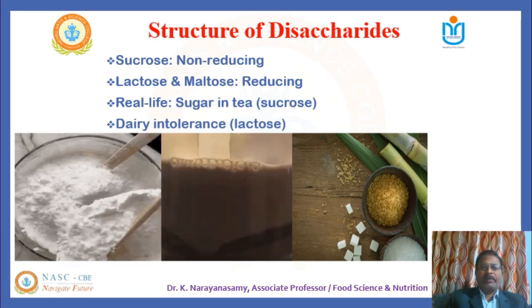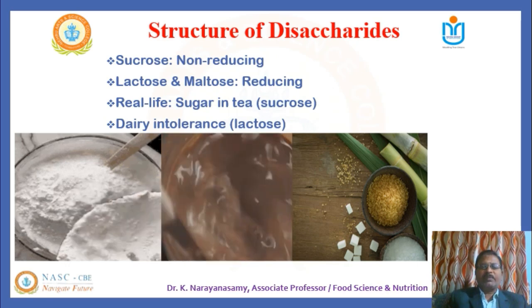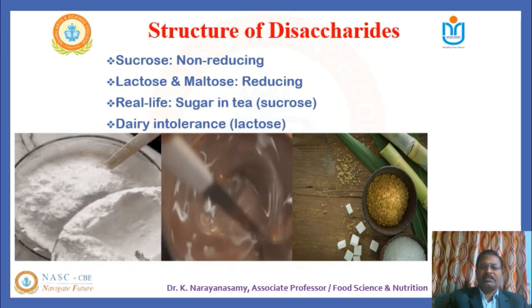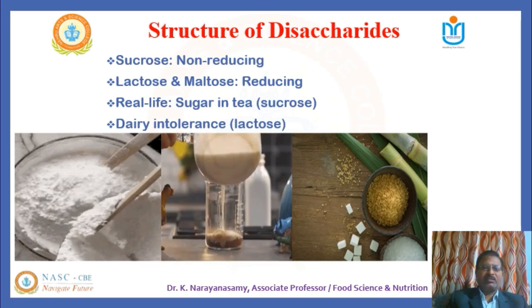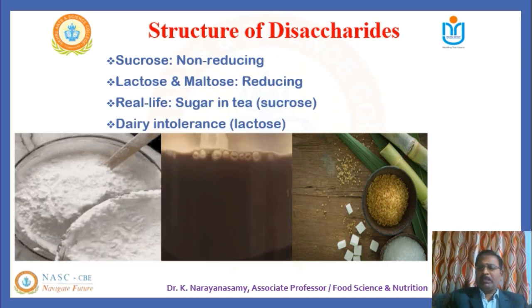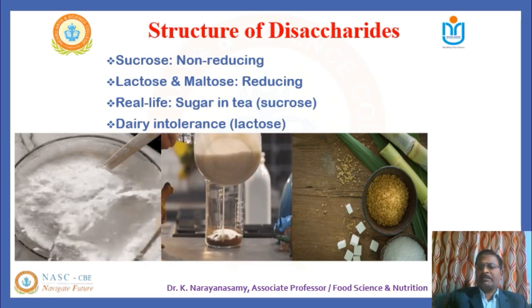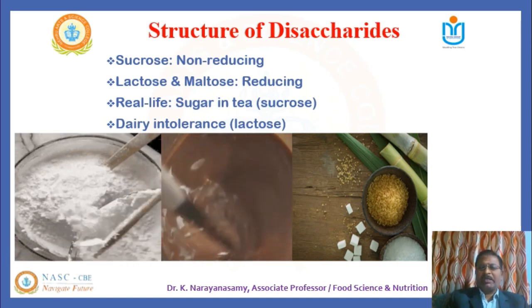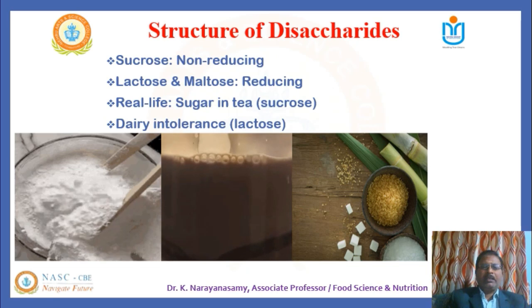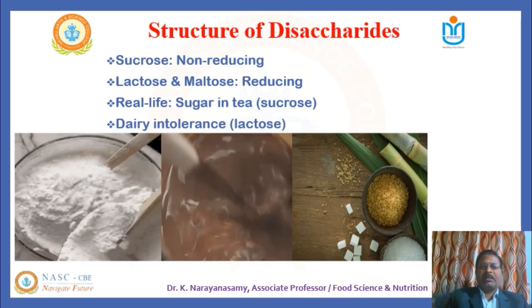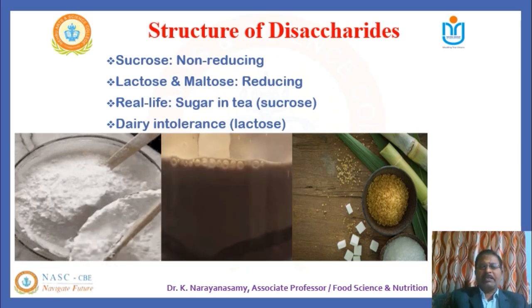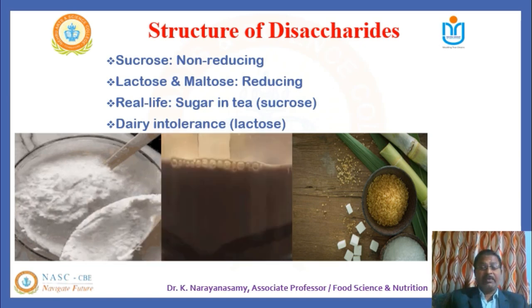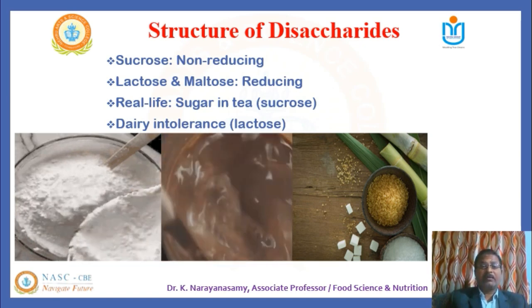In real life, the sugar that we add in coffee or tea is sucrose. This is the sucrose which is extracted from the sugar cane. This is the sucrose crystals. And in the dairy industries, we see that milk contains lactose, another disaccharide that is used in dairy industries where milk products are formed.